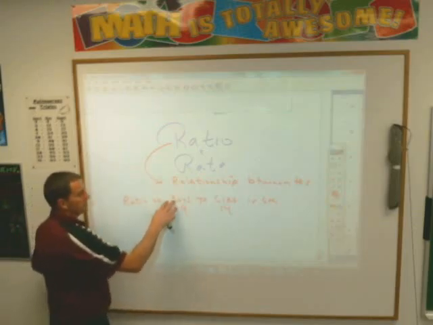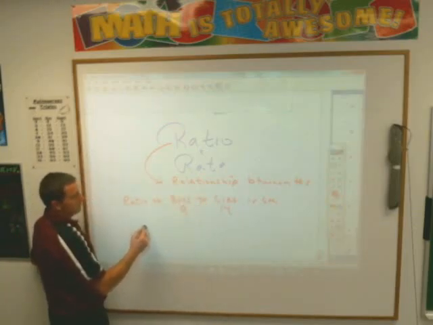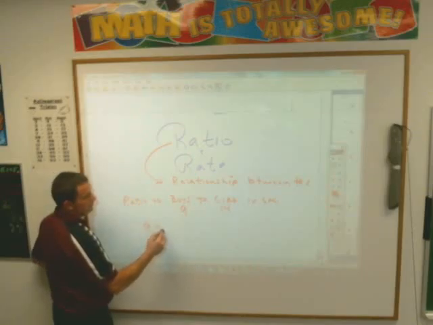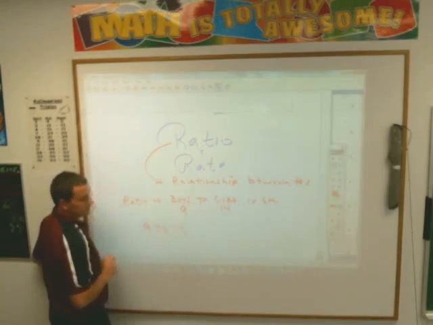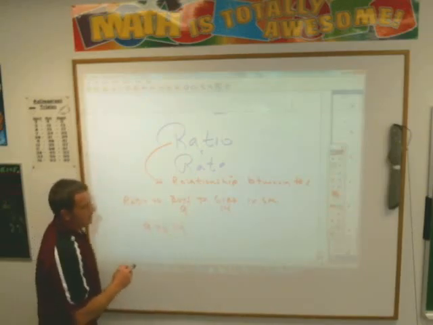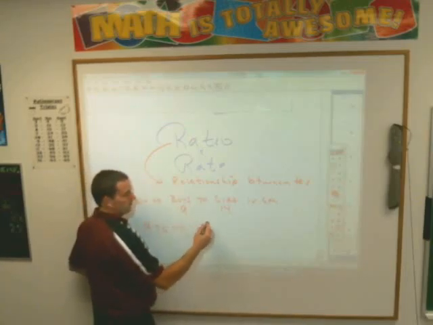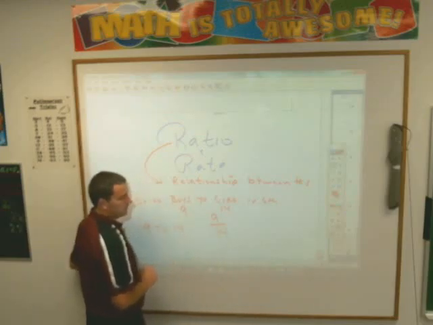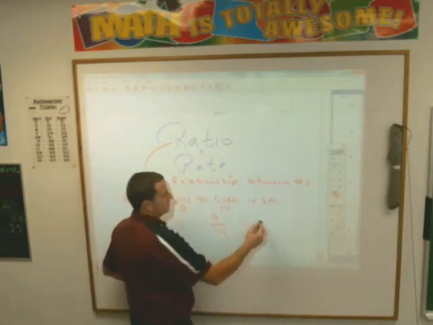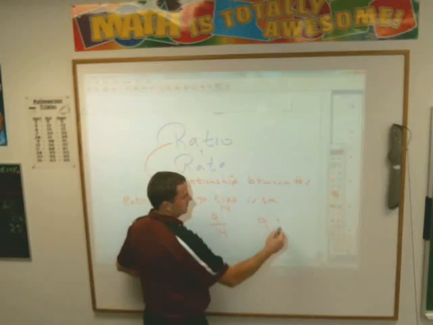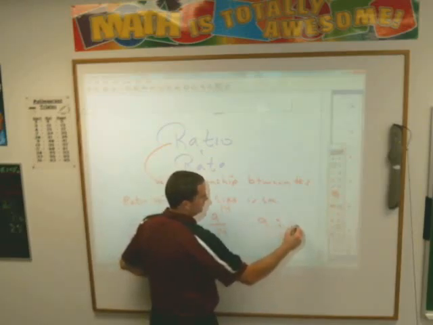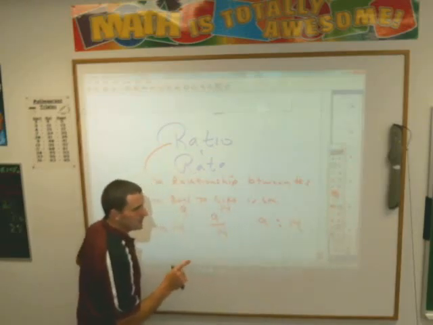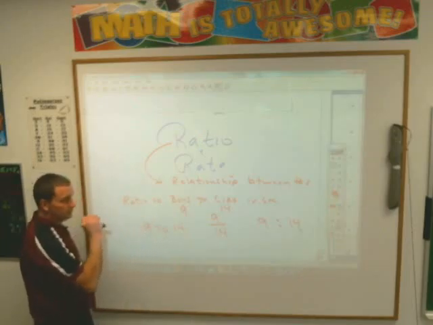You can write it just like it is there. The ratio of boys to girls is 9 to 14. That's one way to write it. Another way is in fraction form, and usually we write it in fraction form, 9 to 14. And a way that we rarely do it is 9 with a colon 14. They all mean the same thing, 9 to 14.